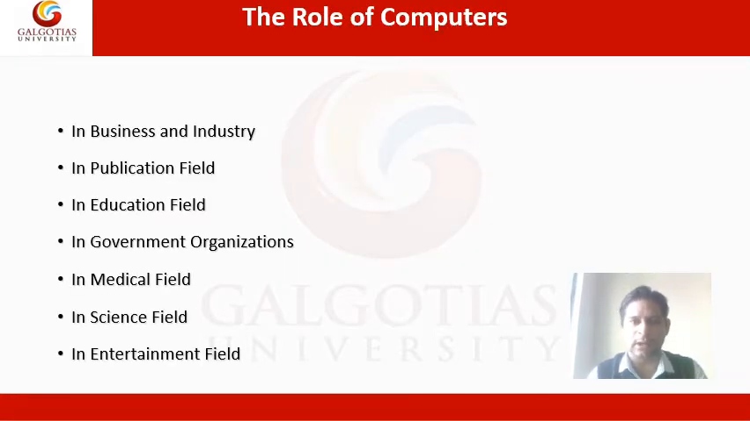So now I will simply discuss the role of computer systems, or we can say the areas in which computer systems are used. So you can see, students, that computers are widely used in almost every area, in every industry, in every business you will find the role of computer systems. In the publication field also computer systems are very much used. The publishers use the computer systems to publish the books, to write the contents in computer systems.